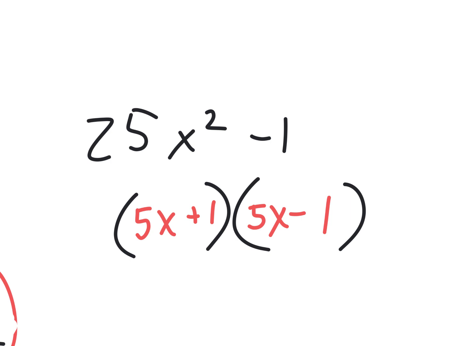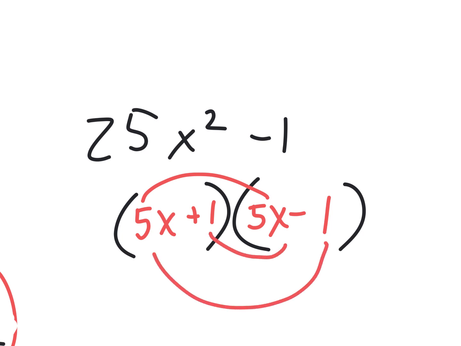Now, how do I know that's right? Because if I go this times this, I get 25x squared. If I go this and this, they cancel each other out, so there's no middle term. Look, there's no middle term in here. And then the last thing I do is this times this makes this, and it does. So that's right. Any questions about that one?